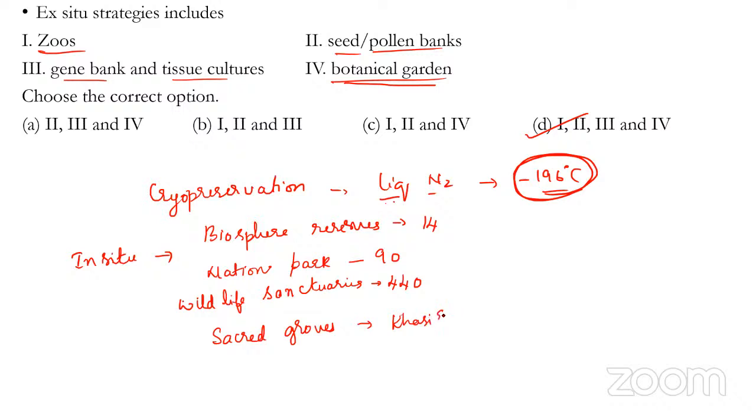is found in Khasi and Jaintia Hills of Meghalaya, as well as Aravali Hills of Rajasthan. And there are many regions across Western Ghats of Karnataka, Maharashtra, Sarguja, Chanda, Bastar of Madhya Pradesh, Meghalaya, even in many of the other northeastern states, you can see the presence of sacred groves.